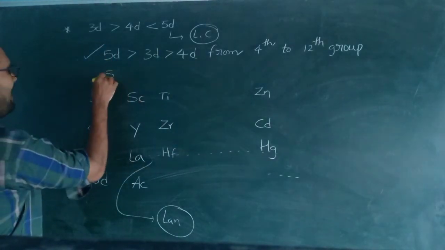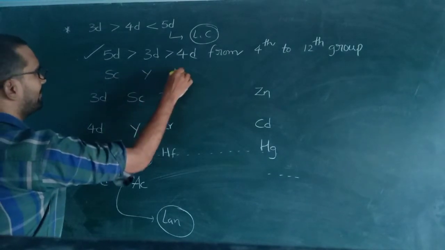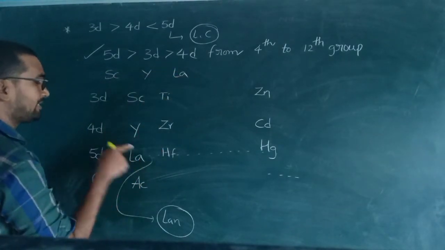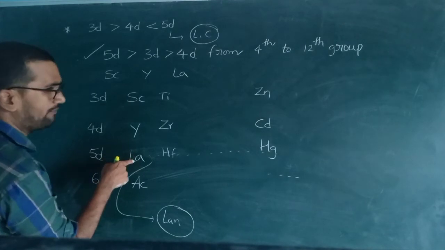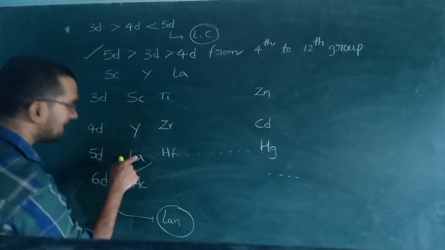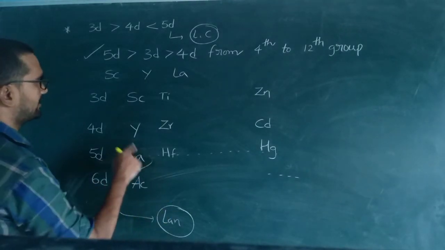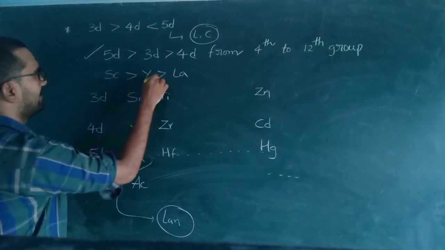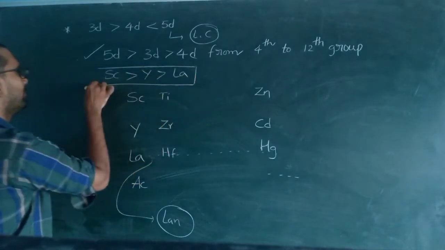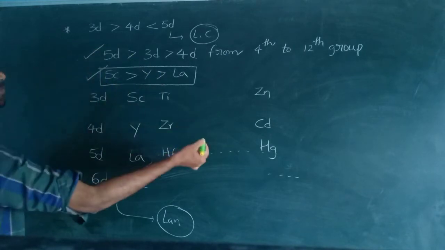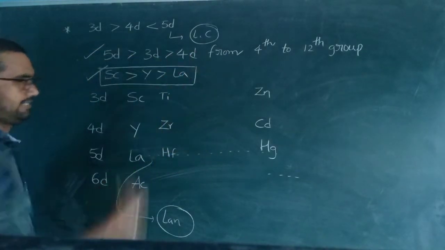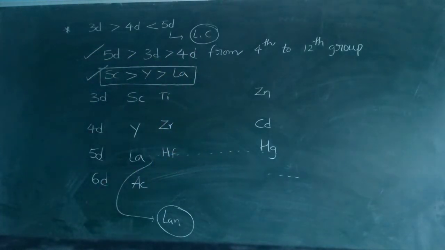That is scandium, yttrium, lanthanum. There is no lanthanoid contraction on lanthanum because it does not belong to the lanthanoids, and this element is not affected by lanthanoid contraction. That's why this is the order for this group. But for the remaining groups in 3d, this is the order. Okay, completed in groups.